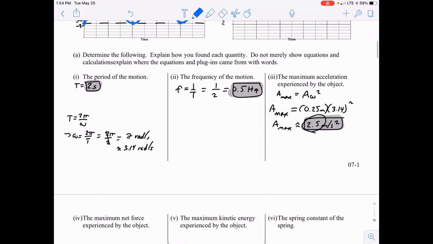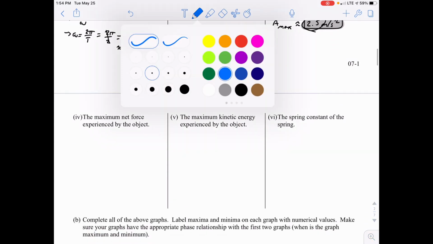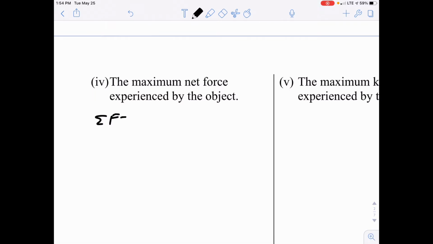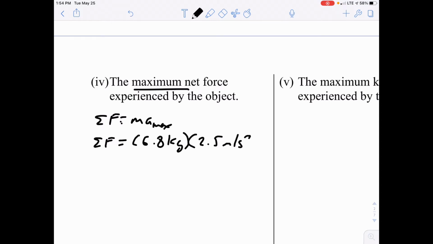Okay, let's find the net force so that we can graph that particular one. Net force is equal to ma. So net force is going to be equal to 6.8 kilograms times essentially a max. Maximum net force corresponds with maximum acceleration, which was, if you remember, 2.5 meters per second squared. And we roughly get about 17 newtons.